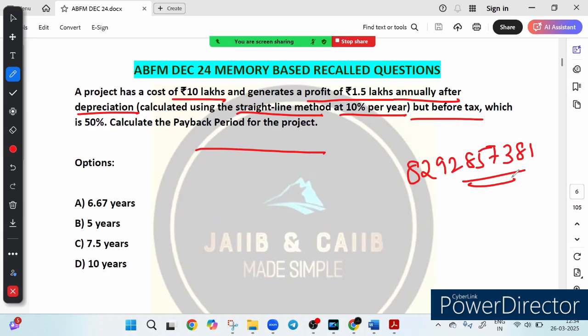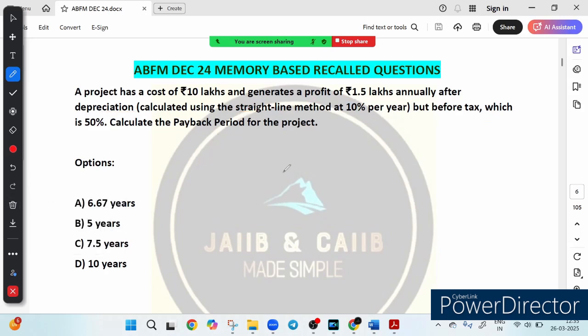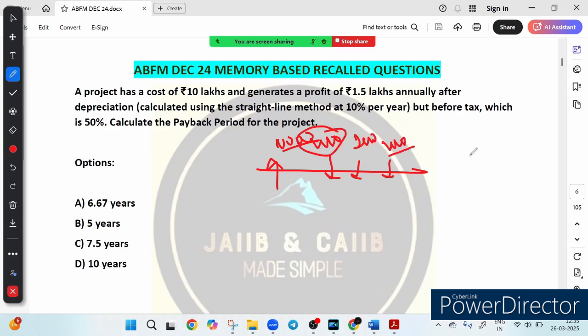Before jumping into the calculation, let us first understand the meaning of payback period. Payback period is the time taken to recover the initial investment from the cash inflow of the project. For example, suppose you invested rupees 10,000 in a business and you earn rupees 2,000 per year, in the first year, second year, and third year. What will be the payback period? It will be 5 years, because it takes 5 years to completely recover this 10,000 amount.